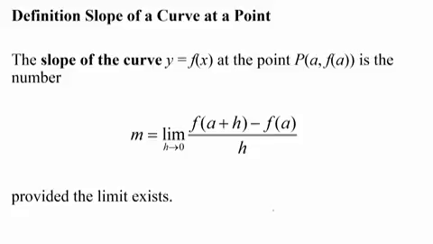Definition: slope of a curve at a point. The slope of the curve y equals f of x at the point P, which has coordinates a, f of a, is the number m, which equals the limit as h approaches 0 of f of a plus h minus f of a all over h, provided that this limit exists. Let's try an example.